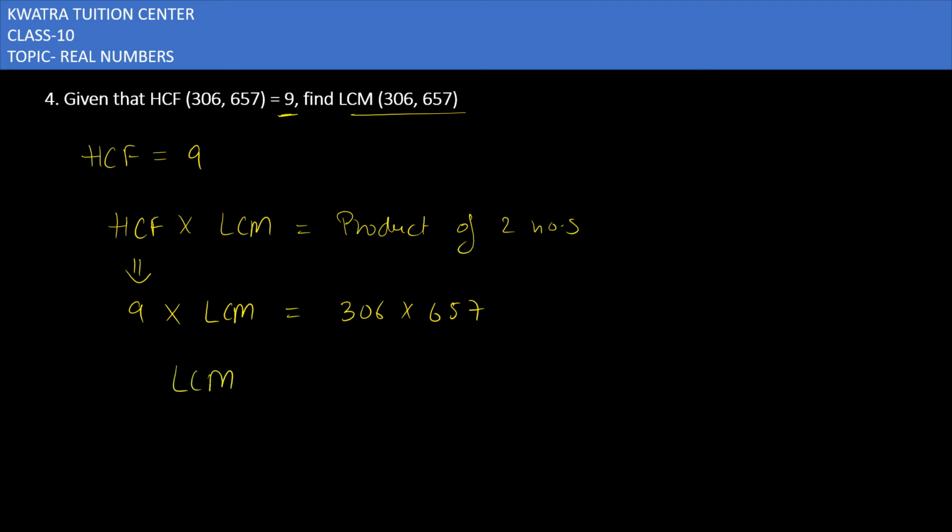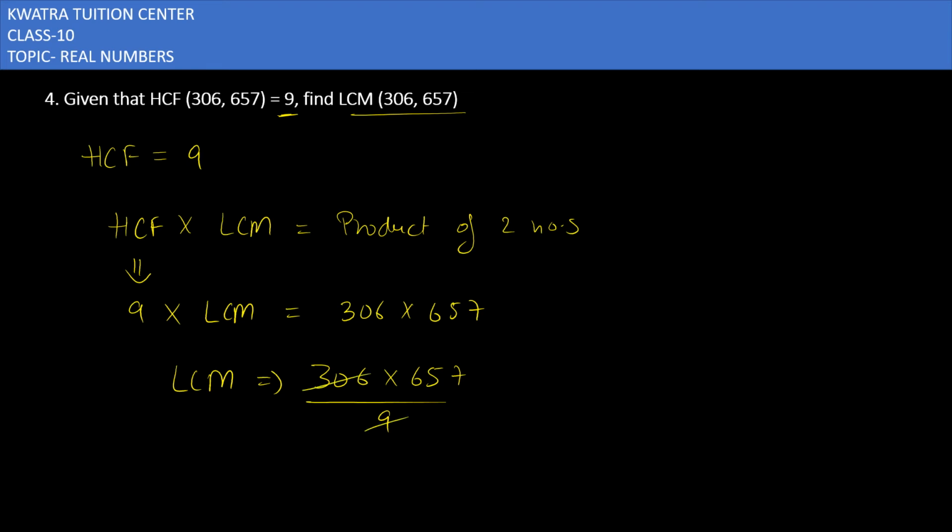But now what do you have to do? You have to take 9 to the right side because that's in multiplication with LCM. So 306 into 657 divided by 9, and you can reduce 306 with 9 because I can see it is divisible with 9.